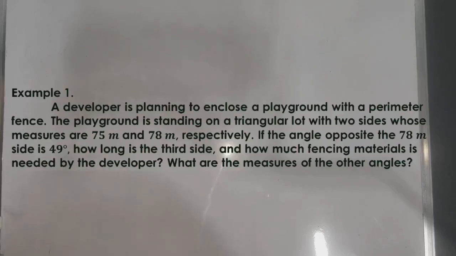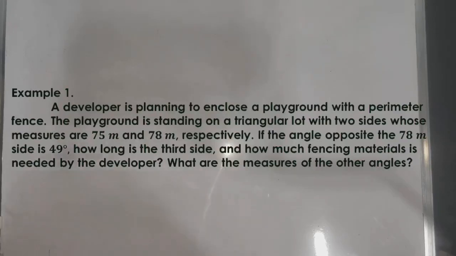And how much fencing material is needed by the developer? What are the measures of the other angles? So, hahanapin natin kung ano ba yung measurement ng buong triangle. At the same time, ano pa yung measurement nung natitirang dalawang angles, kasi ang given lang nating angle ay isa, which is 49 degrees. So, in this situation, ang gagamitin natin are the laws of sines and cosines. So, pwede nating pagsabayin, depende sa kung ano yung hinahanap nating sides and angle.